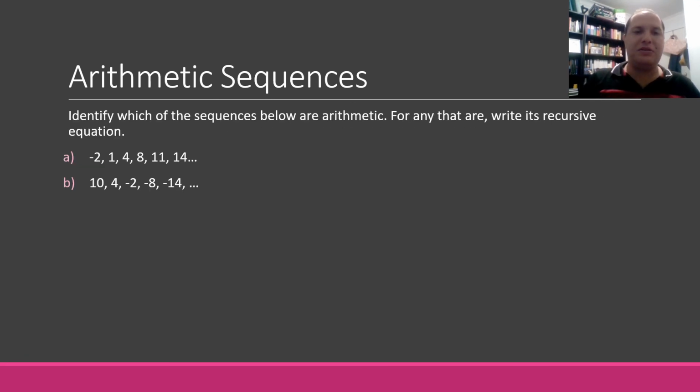All right, let's do an example. Identify which of the following sequences are arithmetic, and for any that are, write its recursive equation. All right, let's have a look at this one. To get from 2 to 1, that's got a common difference of 3. 1 to 4, common difference of 3, that looks good.